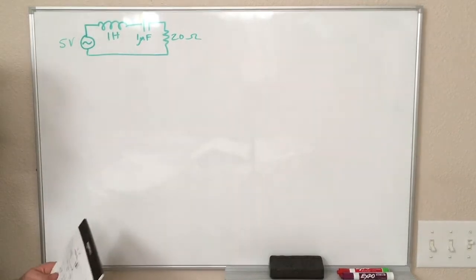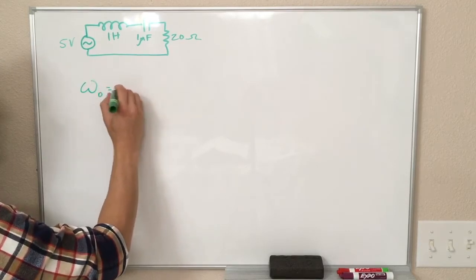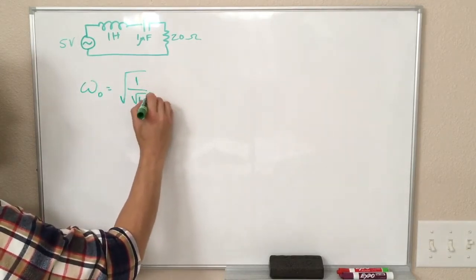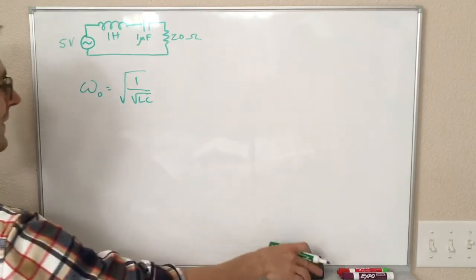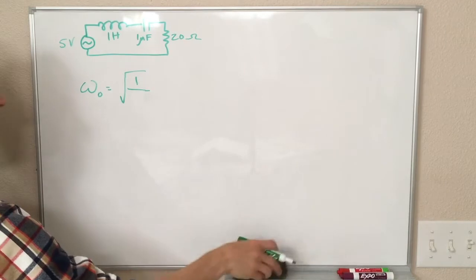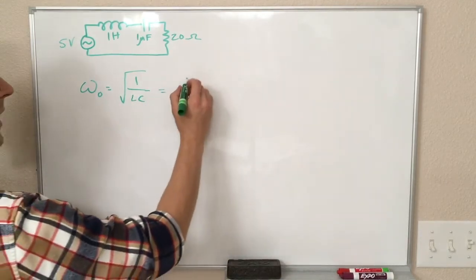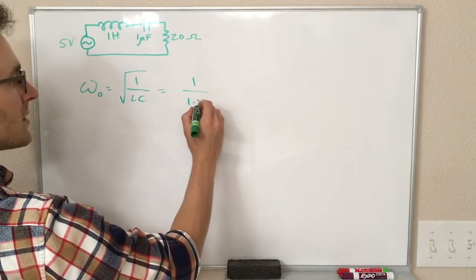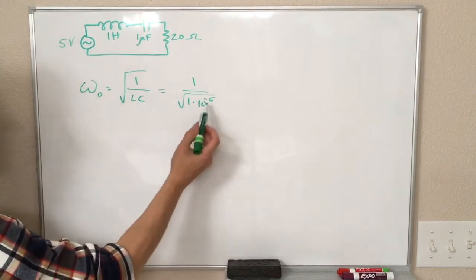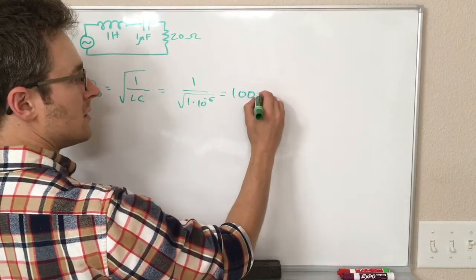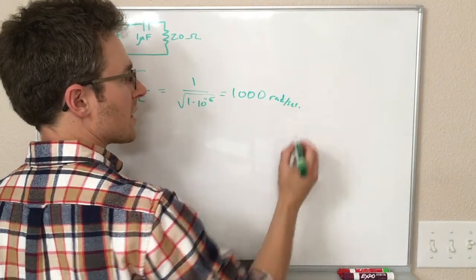So to start with, we can find what our resonant frequency is. So omega naught we know is equal to the square root of 1 over LC. So plugging these values in, I have 1 over 1 times 10 to the minus 6th in the square root. So this is going to give me a 10 to the minus 3 on the bottom. So that's going to give me a 10 to the 3 in the numerator. So that's a 1,000 radians per second.